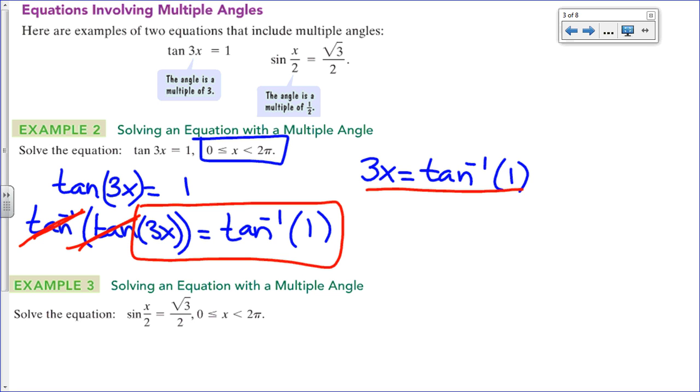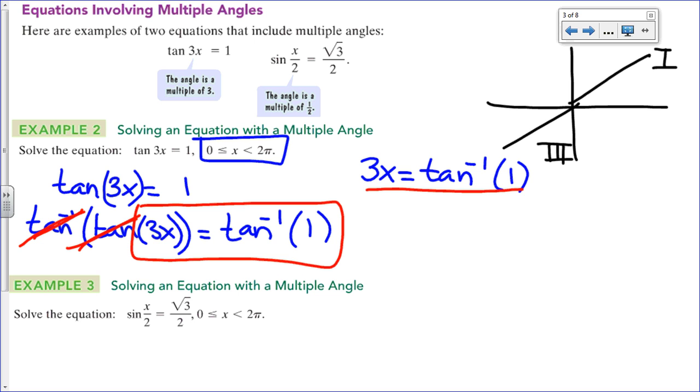Okay. So now from here, you have to think about where is the tangent positive, first of all. In quadrants, what? 1 and 3. So it could be something here or something here, right? So what is this angle right here, guys, where the tangent is equal to 1? Yes, it is 45. Since they're giving us our restriction in radians, let's give our answer in radians. So then we will say 3x is equal to pi over 4.